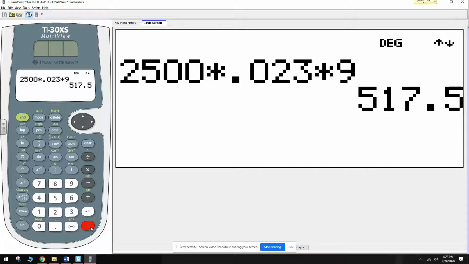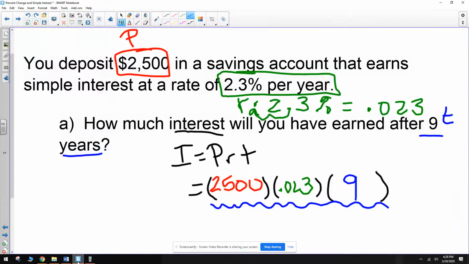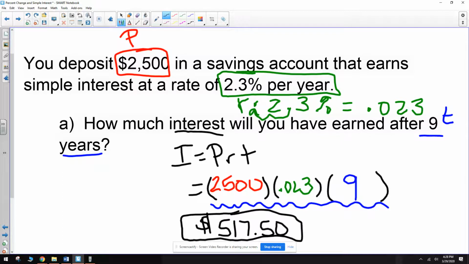Now keep in mind we're talking about money, and money always has 2 decimal places. So since we only have 1 decimal place, we're going to put a 0 after that 5 to fill in the space. So my answer, the amount of interest that we are making, is $517.50.